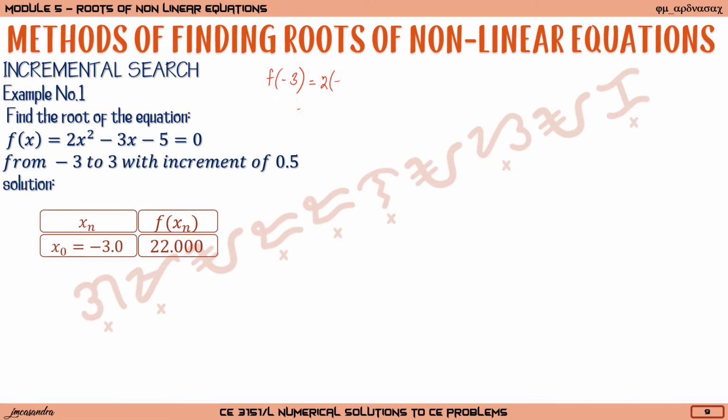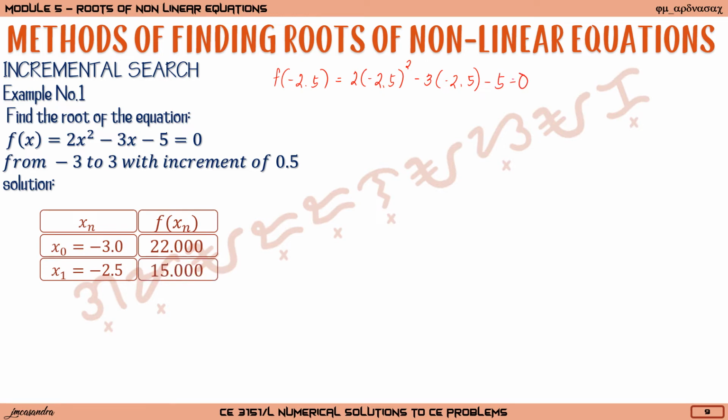So next, we move on to an increment of 0.5. So -3, next will be -2.5. Just substitute this value in our equation. So substituting, f of -2.5 is equal to 2 times (-2.5) squared minus 3 times (-2.5) minus 5, which is equal to 15.